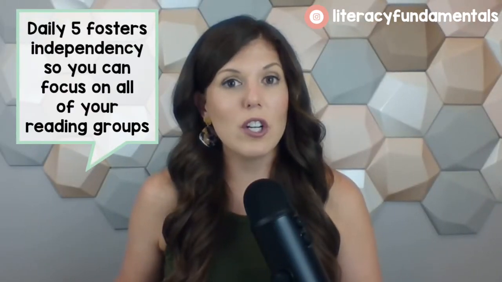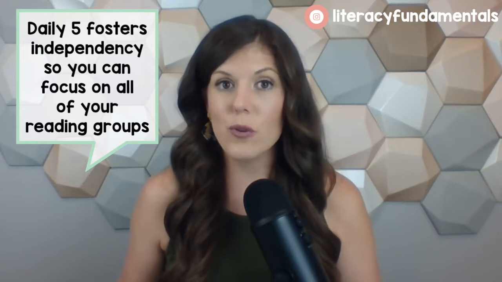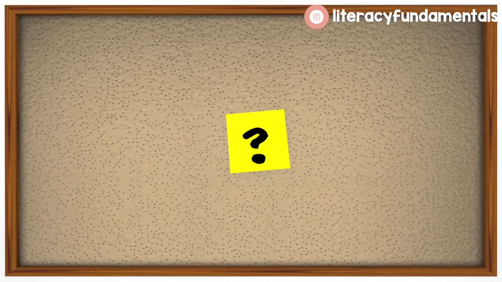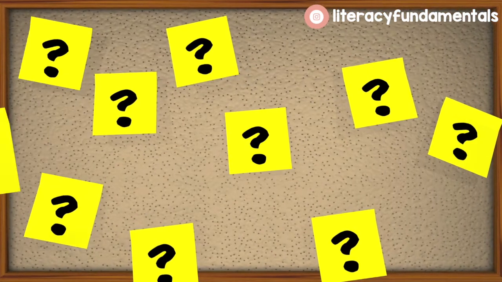So Daily 5 encourages your students to be independent so that you can get to all of your reading groups. I thought that Daily 5 was something that a lot of people knew about, but I don't think it's as widespread as I originally thought. So when I talked about it on TikTok, I got so many comments. How can I do this in kindergarten? How can I do this in first grade?